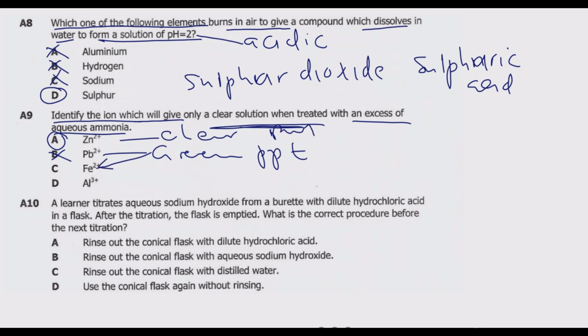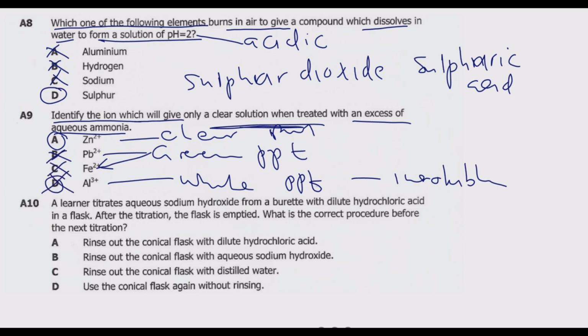Then aluminium, for aluminium basically is going to also form a white precipitate, and this will still remain insoluble. So it will be white precipitate, and it will remain insoluble in excess aqueous ammonia. So this one will be insoluble, this one insoluble, this one insoluble, and this one insoluble. Only A will be soluble. So this is a unique way of identifying the zinc cation using excess aqueous ammonia.